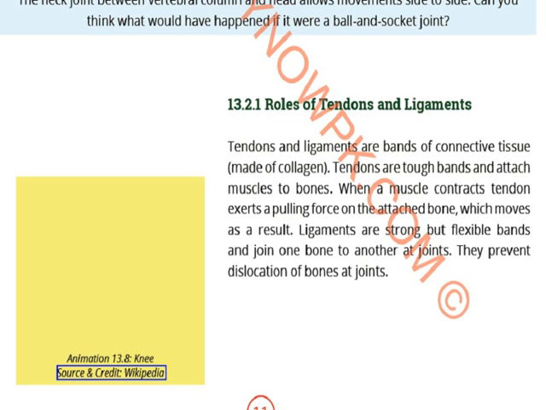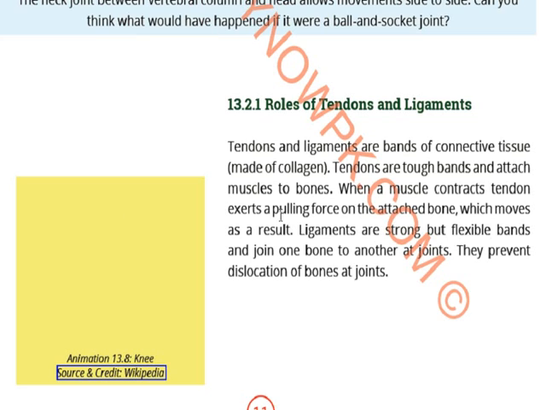Okay, so tendons and ligaments are the bands of connective tissue, and the composition is collagen. These are tough bands, attached to the bones. Again, their function is support and movement. When a muscle contracts, the tendon exerts a pulling force on the attached bone, which moves as a result.